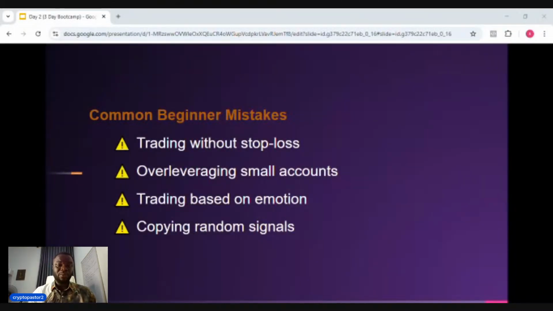When I'm dropping signals, I also put a stop loss. If you're following my signals, when I say you should buy a coin, please put your stop loss here. Secondly, don't risk your entire account on one trade. You may have 100,000 to trade, and you choose to use the whole 100,000 on one trade.